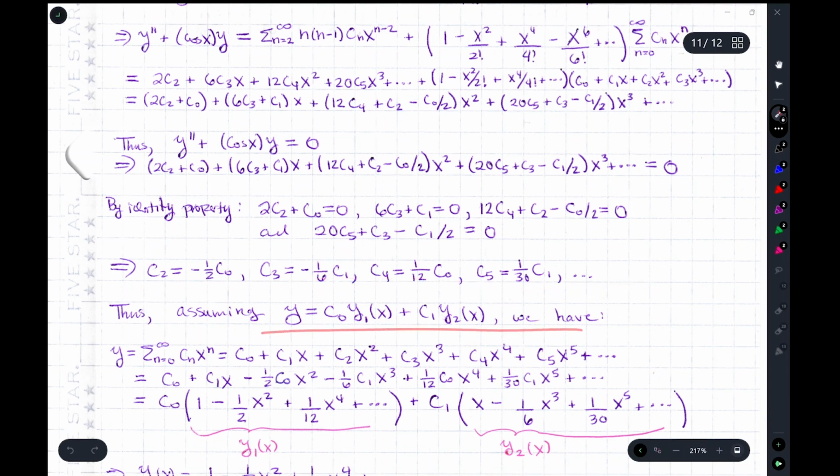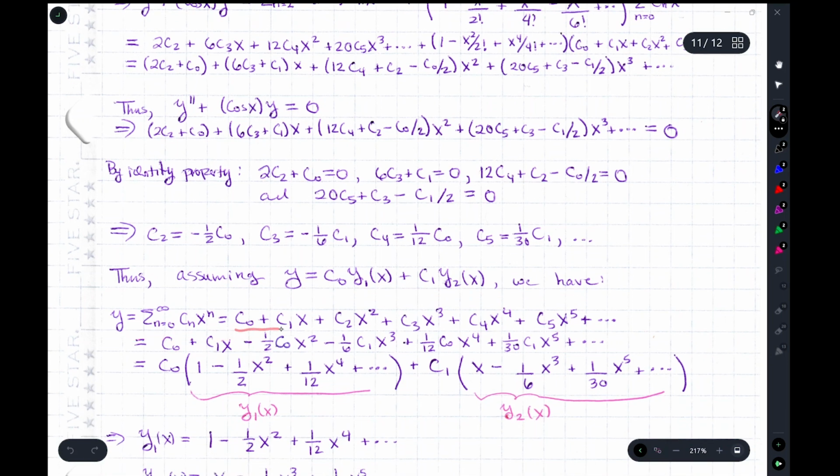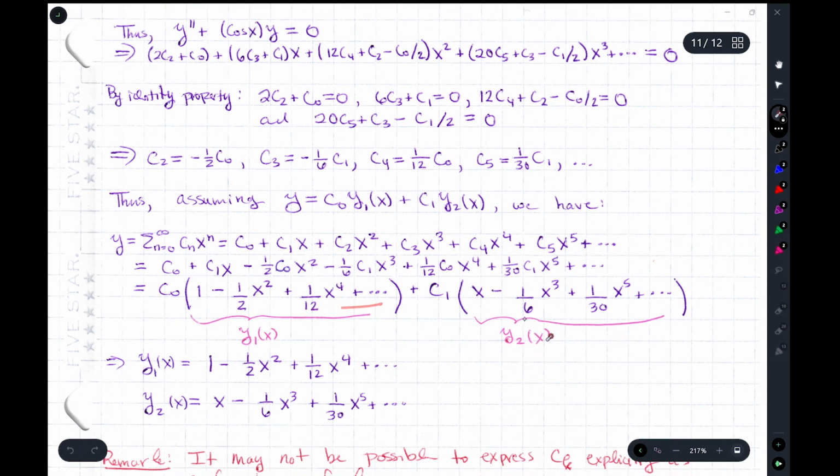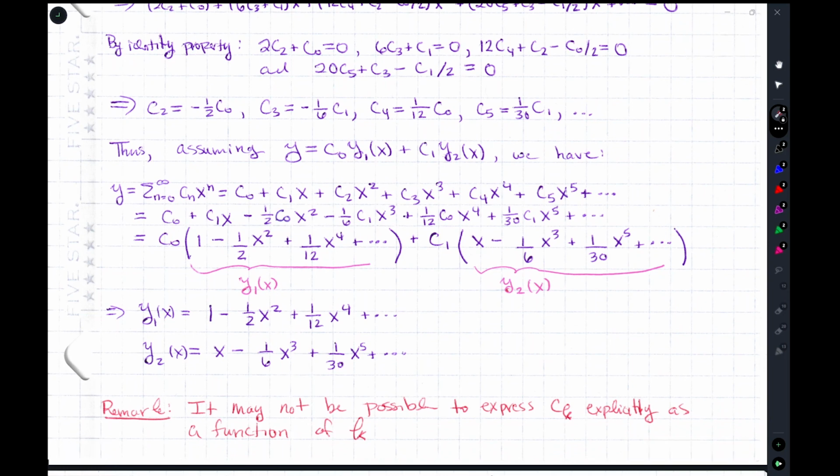So, assuming this form, we have this infinite sum, which is just in standard form there. And now we start making substitutions. C1 is just C1. C2 is from here, minus 1/2 C naught. C3 from here is minus 1/6 C1. And you just combine the terms that are proportional to C naught and combine the terms that are proportional to C1. Here's your Y1, here's your Y2, and you've got yourself a solution. You've got the two linearly independent solutions that are guaranteed by the theorem.